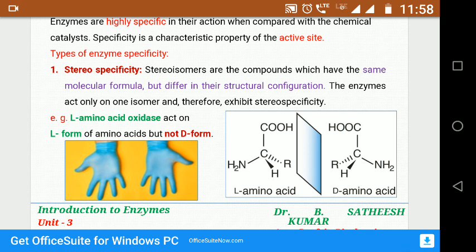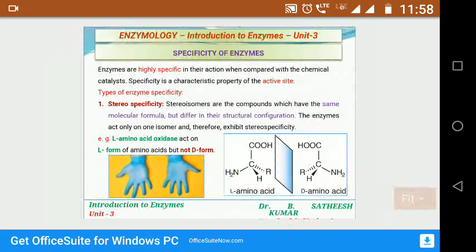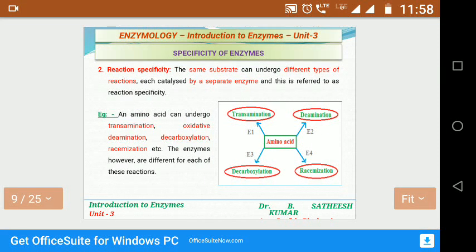Okay, L amino acid oxidase is specific for amino acid, and at the same time that too L amino acids only. So for D amino acid we will have another enzyme called D amino acid oxidase. Okay, so that is the stereospecificity of enzymes.